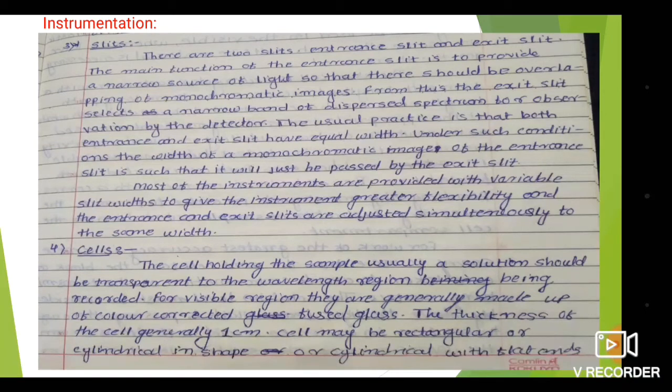There are two slits, entrance slit and the exit slit. The main function of the entrance slit is to provide a narrow source of light so that there should not be overlapping of the monochromatic images. From this, the exit slit selects a narrower band of the dispersed spectrum for observation by the detector.